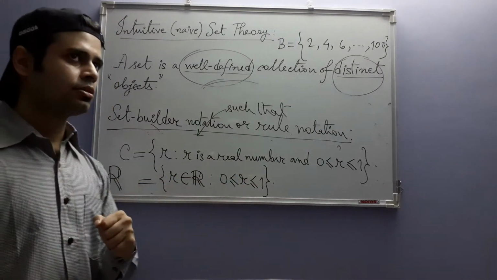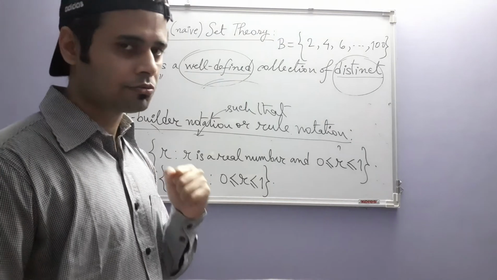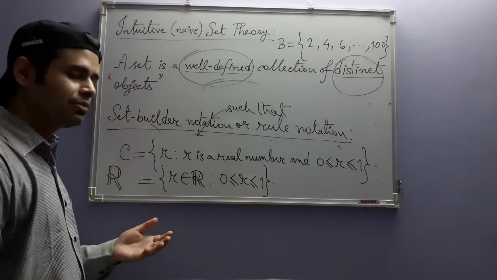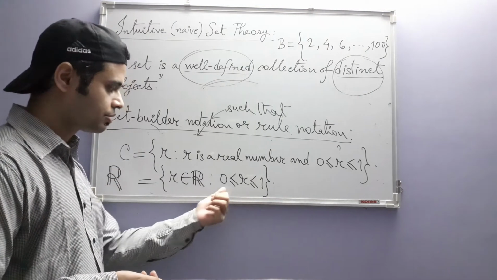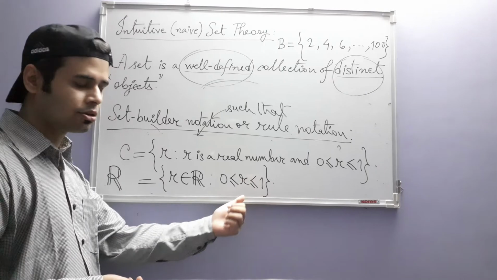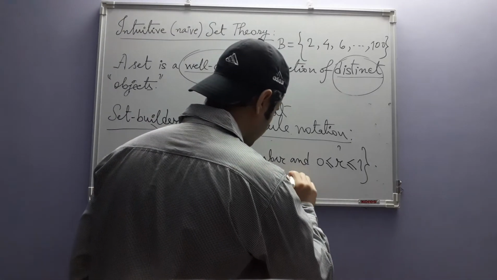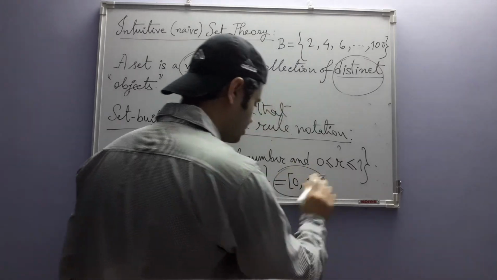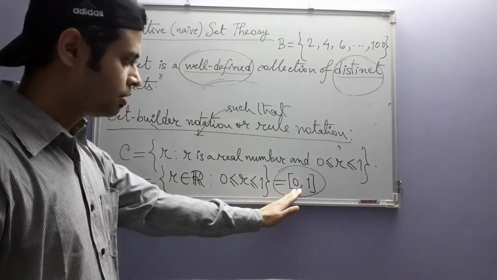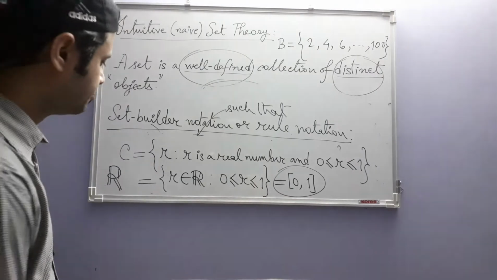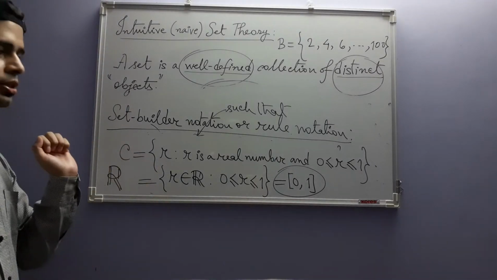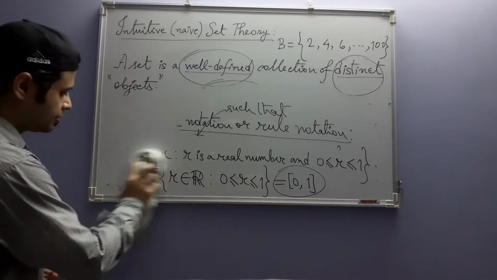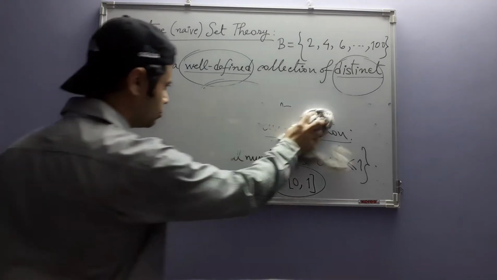And in fact, while studying calculus, we will see that there are even special notations for this type of sets. They are called intervals, and this is the closed interval 0, 1. But these things will come later. Don't think about them right now. So in set builder notation we write like this. Set builder method or rule method.